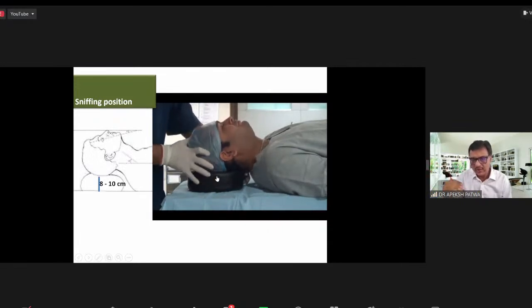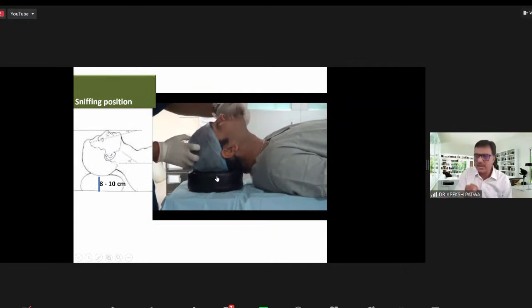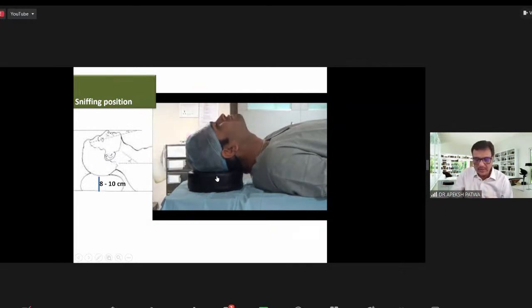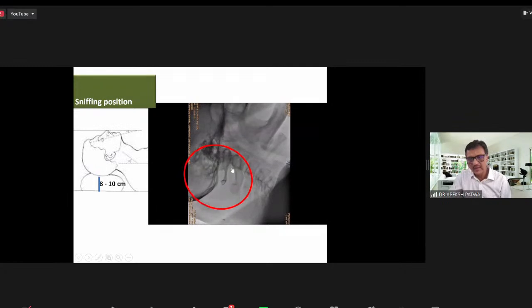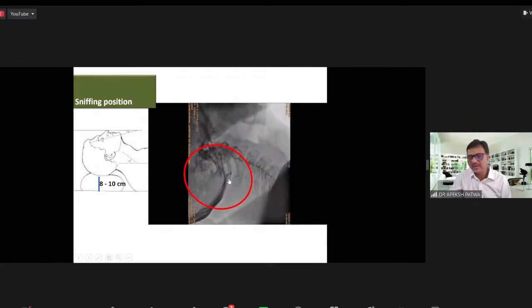And this is face plane extension. This is the actual sniffing position. If you look at this in image intensifier view, this is flexion of the cervical spine and this will be extension of the AO joint. So, to give proper sniffing position, you need to elevate the occiput at 8 to 10 centimeter height from the table and then extend the AO joint.